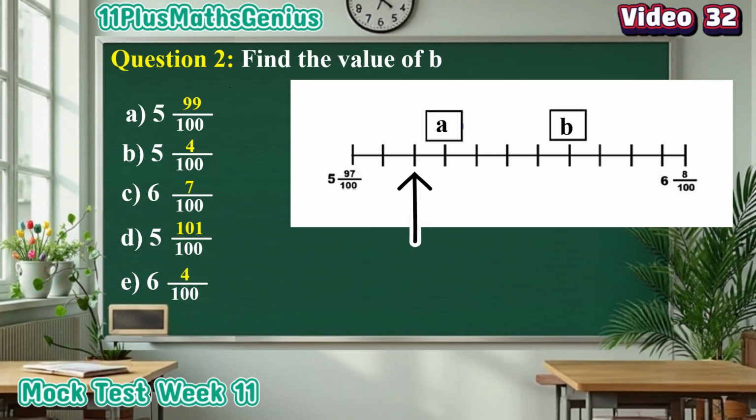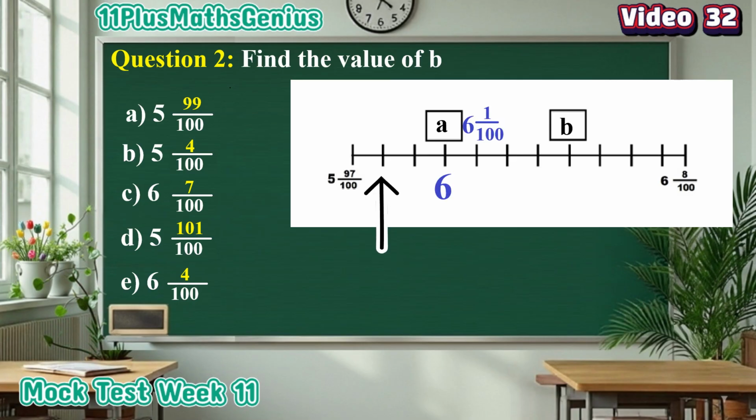We can see that we have lots of lines, and we can see it's actually a number line. So our starting number is 5 and 97 over 100, and our finishing number is 6 and 8 hundredths. So let's count each segment by a hundredth to see. So 5 and 98 hundredths, 5 and 99 hundredths, and for A, we have 6 exactly.